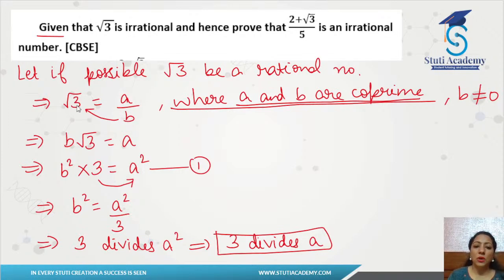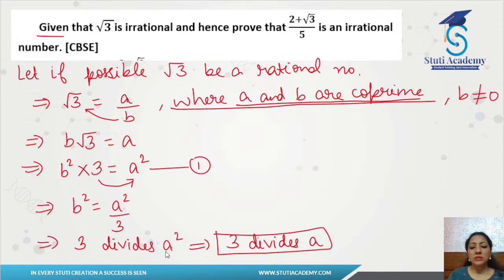Now we'll take this B on the other side and we will get B root 3 equal to A. In the next step, we are going to square both the sides. So we'll get B square into 3 equal to A square. Now this 3 we are going to take on the other side. We are going to get A square upon 3. Now A square we are dividing by 3 and we are getting one integer here. So we can say that A square is divisible by 3.